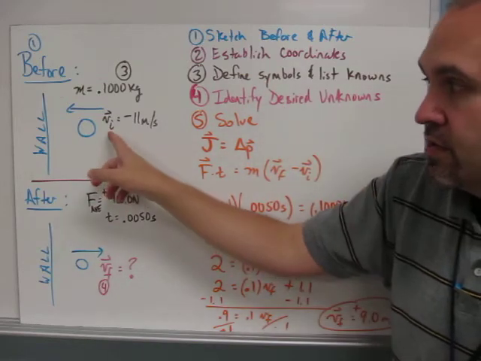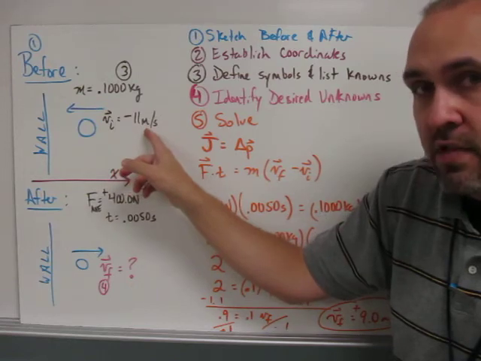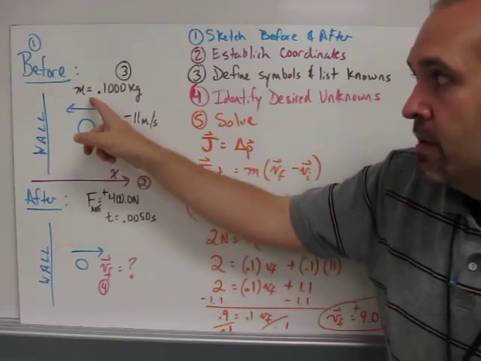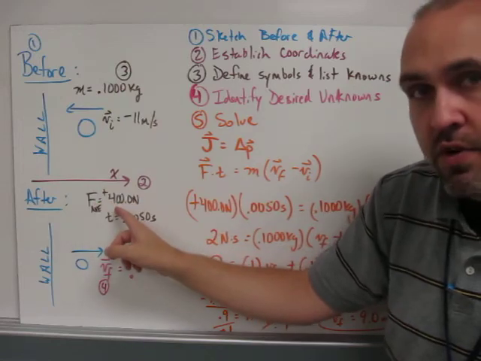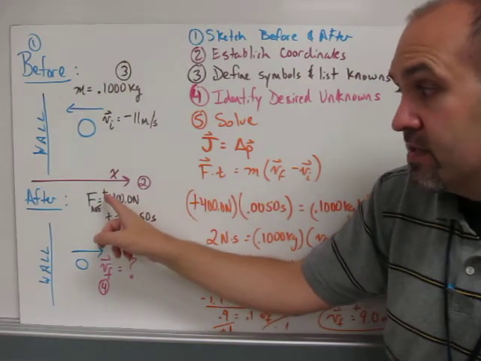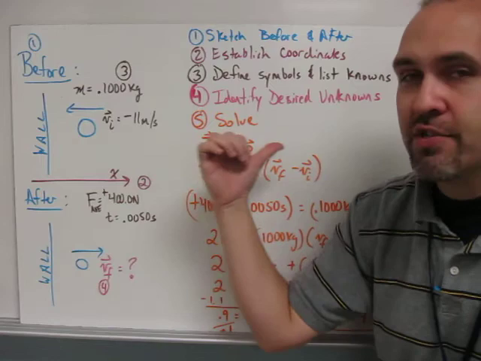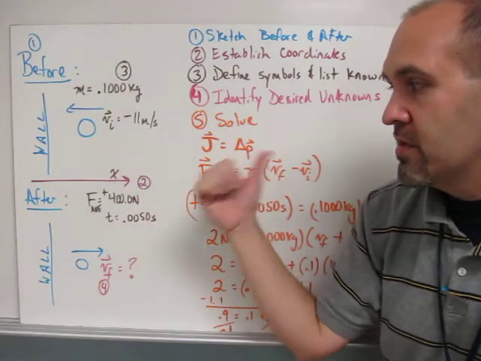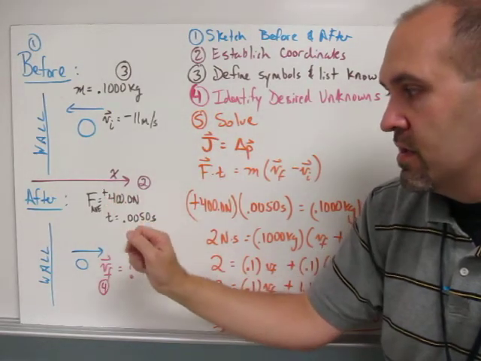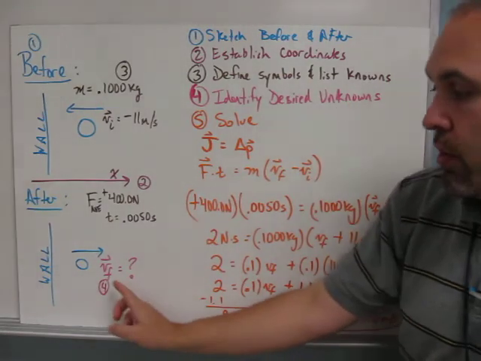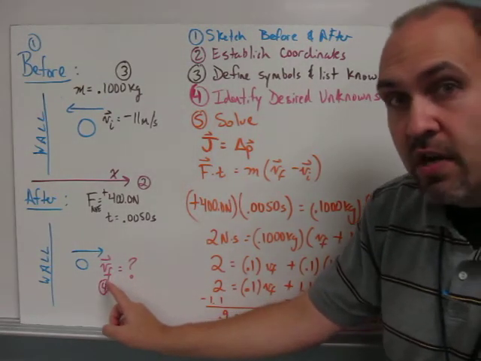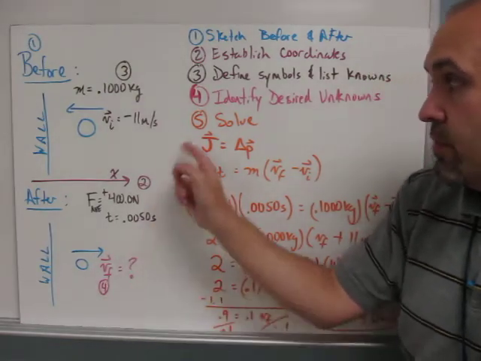So I've listed the initial velocity to be -11 because it's moving left. The mass, of course, is the 0.1 kilograms. The average force we're given, 400 newtons, and it's to the right. Remember, the wall can only push to the right, so that force is going to be to the right. So I labeled that as positive. And the time is also given. Identify the desired unknown. What we want to know is the final velocity. And then we need to solve.